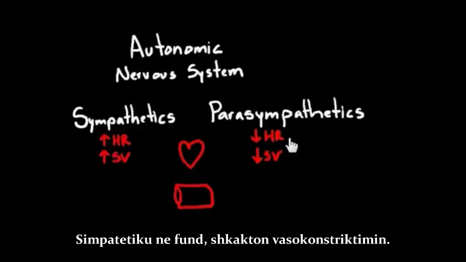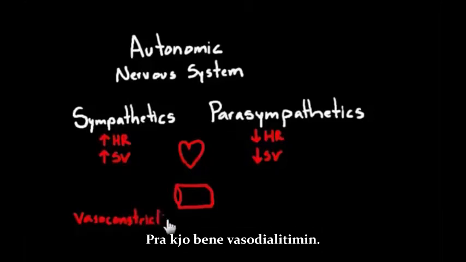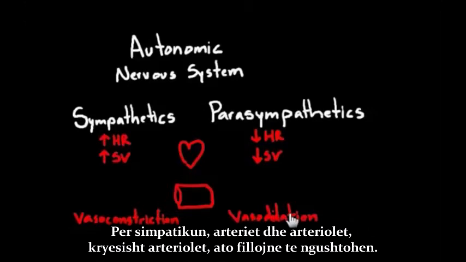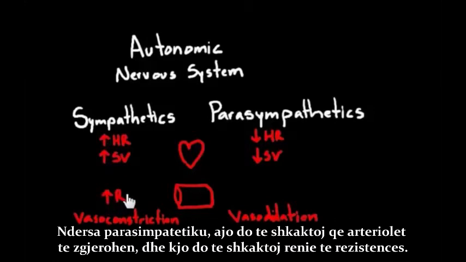And the sympathetics, finally, they actually cause vasoconstriction. And you guessed it, the parasympathetics do the opposite. So they cause vasodilation. And vasoconstriction and vasodilation basically mean whether the artery stays open or closes down. So for the sympathetics, the arteries and arterioles primarily, mostly it's the arterioles, they start to get smaller. And as they get smaller, that increases resistance. And for the parasympathetics, they will cause the arterioles to get bigger, to dilate, and that will cause the resistance to fall.